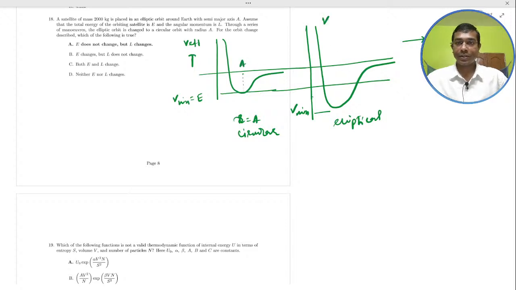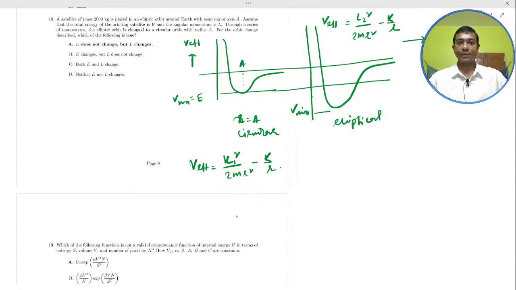And the effective potential energy here, the V effective, is L2 square by twice m r square minus K by R. And here the effective potential energy, V effective, is L1 square divided by twice m r square minus K by R. So in both cases, energy is equal to what? Minus GMm by twice A. But the angular momentum will be different, as can be observed from the plot of the effective potential.